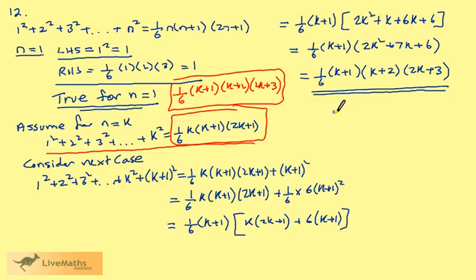I would use something like: true for n equals 1. If true for n equals k, it's true for n equals k plus 1. So true for all n greater than or equal to 1 by the principle of mathematical induction.